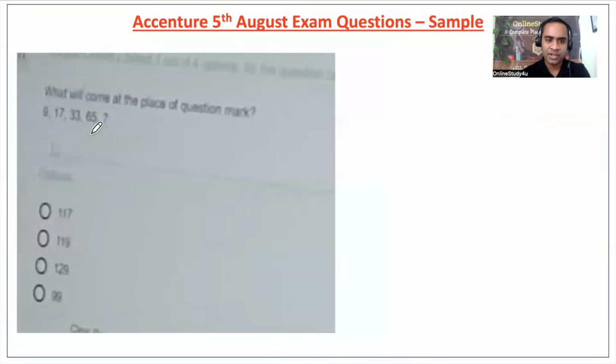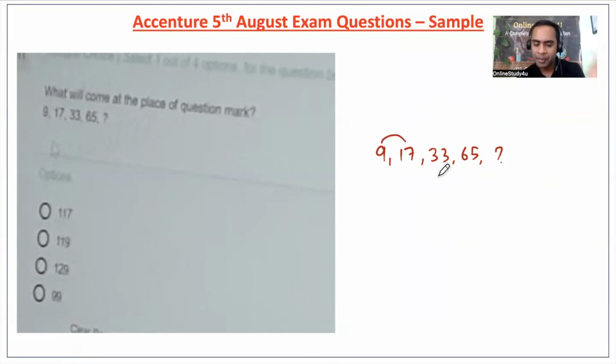Now, next question. What will come at the place of the question mark? We have 9, 17, 33, 65, and what? Now friends, here you need to analyze again. This is somewhat near to multiplying by 2. 9 2s are 18, 17 2s are 34, 33 2s are 64, right? So here, what is happening?